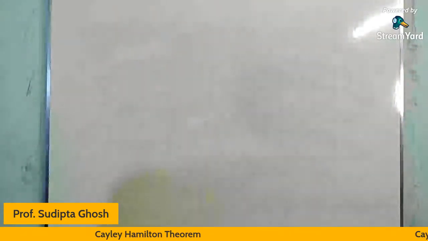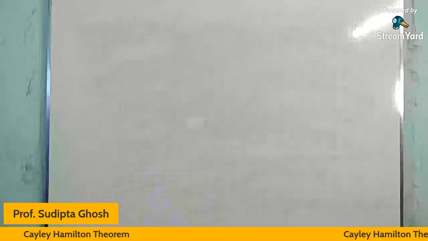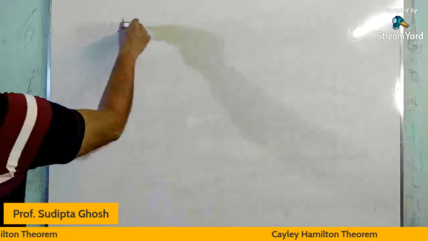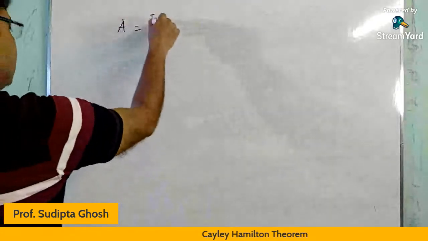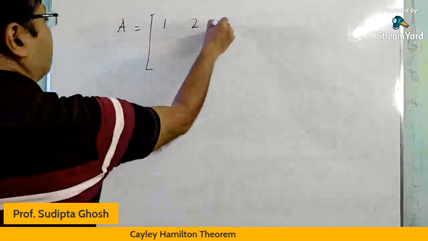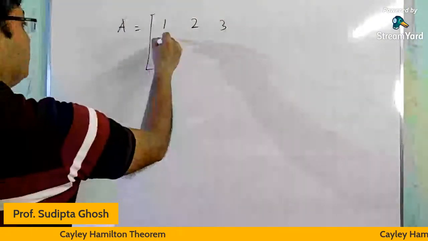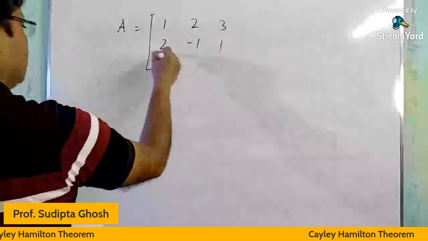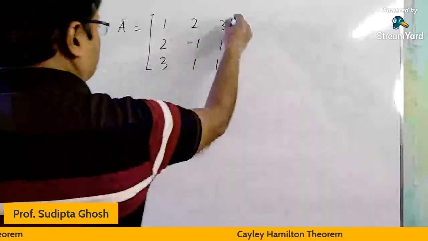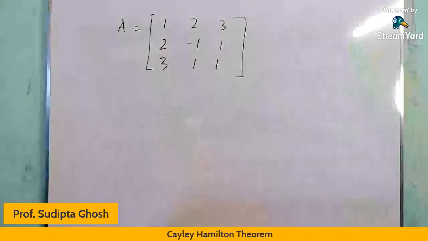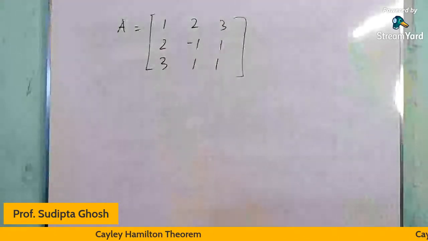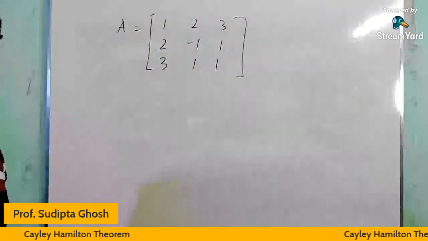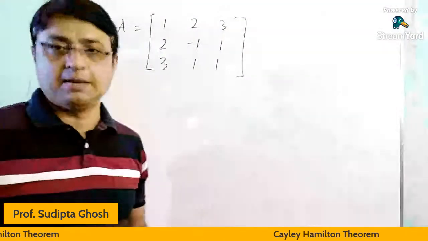So if the question is to find the characteristic equation of the matrix A, and this matrix A is given as, say for example, 1 2 3, 2 minus 1 1, 3 1 1. So the question is: find the characteristic equation of the matrix A and then verify the Cayley-Hamilton theorem.